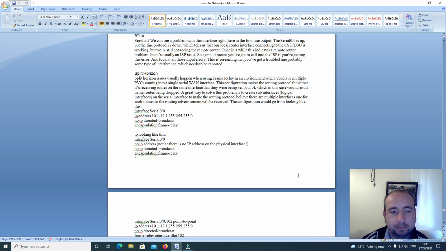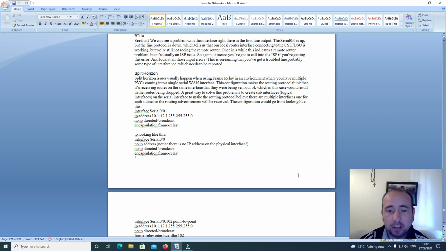Split horizon. Split horizon issues usually happen when using frame relay in an environment where you have multiple PVCs coming into a single serial WAN interface. This configuration makes the routing protocol think that it's receiving routes on the same interface that they are being sent out of, which in this case would result in the routes being dropped.